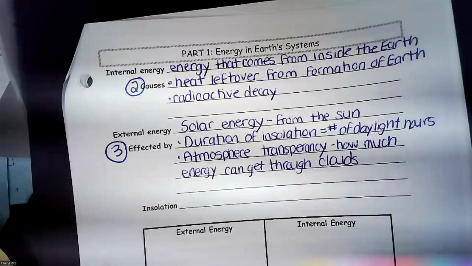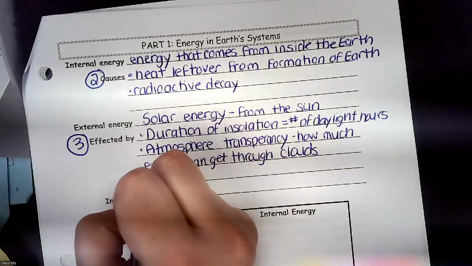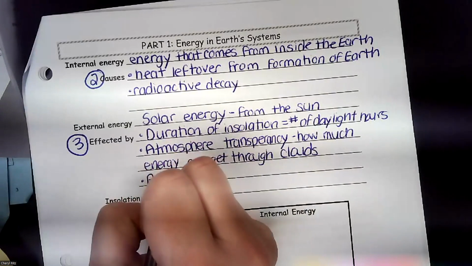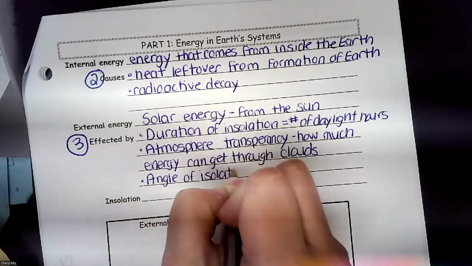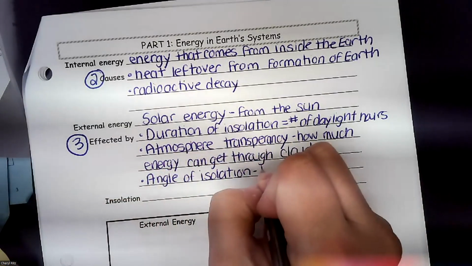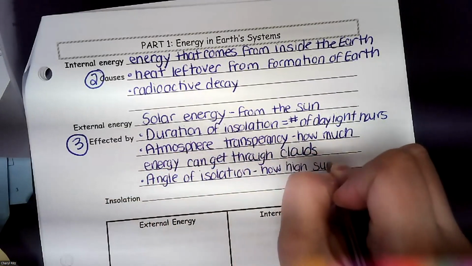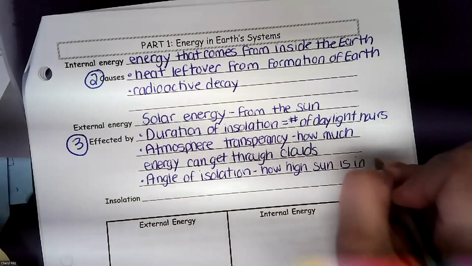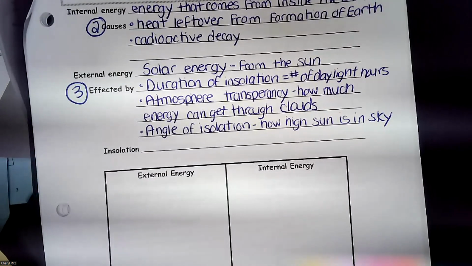So again, in your notes, this is called the angle of insolation. And it's just how high the sun is in the sky officially, but I ran out of space. So the angle of insolation is just how high the sun is in the sky.